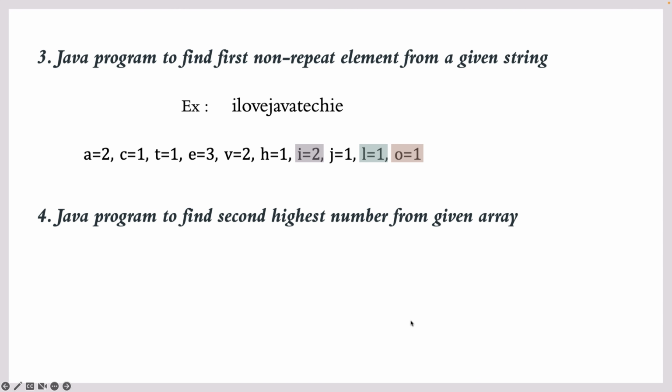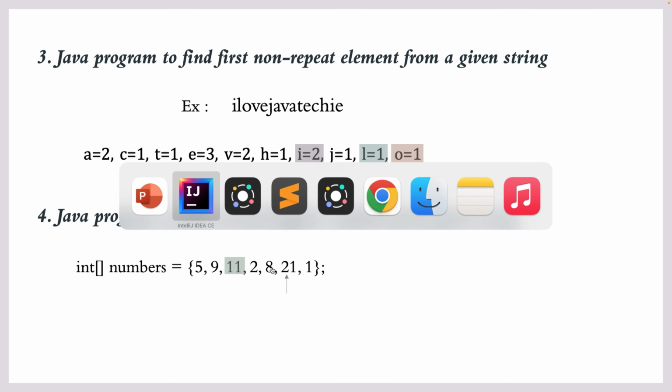Write a Java program to find the second highest number from a given array. If you consider this as an array, then the first highest number is 21, and the second highest number is 11. So we need to get the output as 11, which will be our second highest number. This is also a quick solution in Java 8.